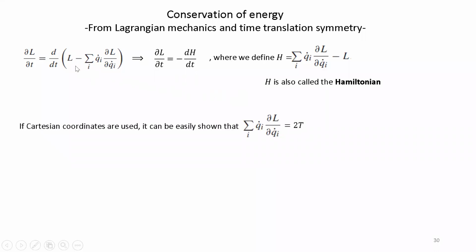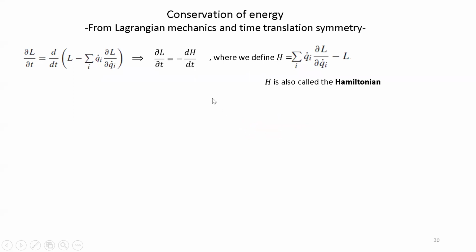So what is this? I'm going to show that this one is equal to the total energy of the system, the Hamiltonian. I should remind you that in some cases, the Hamiltonian might not be equal to the total energy of the system, but in the cases that I'm going to talk about, it is. So I'm going to show you that the sum of all these terms is equal to 2 times the kinetic energy.